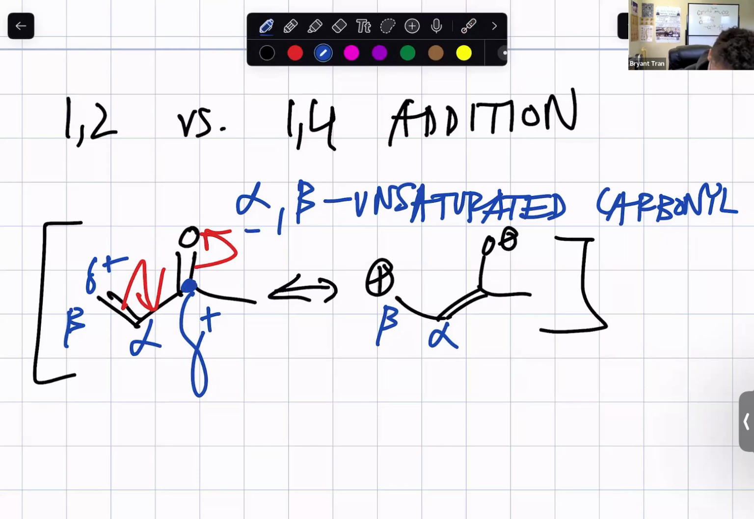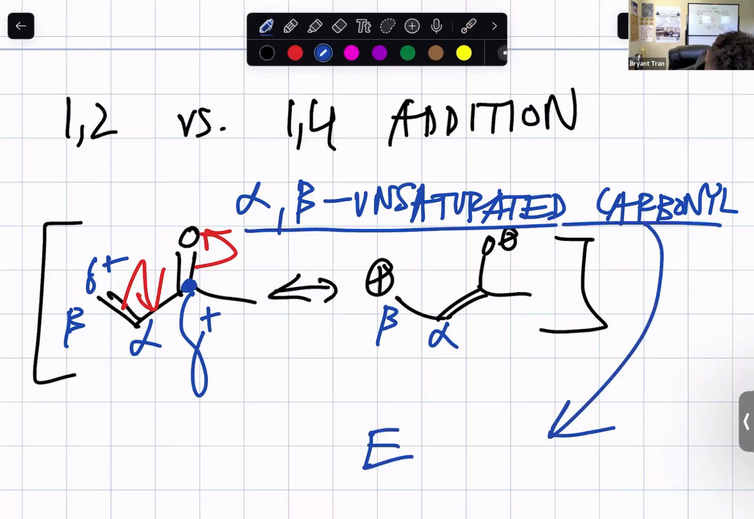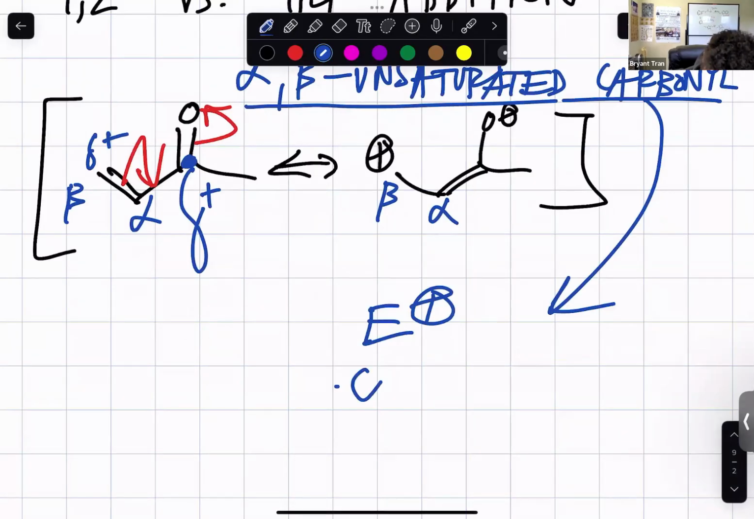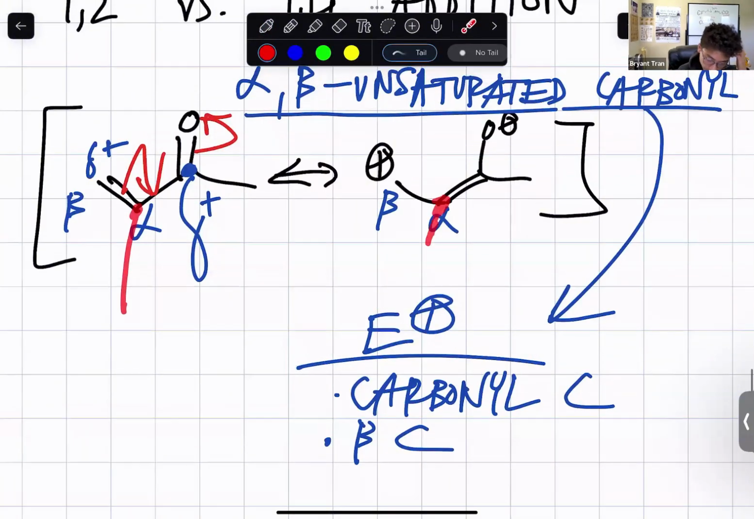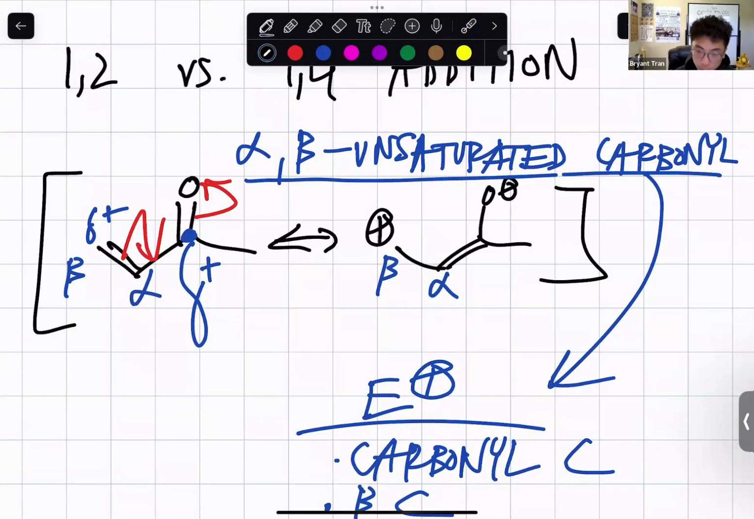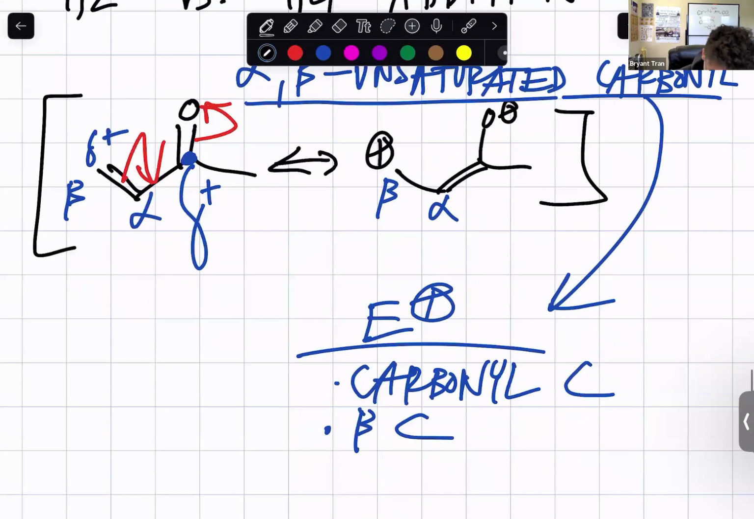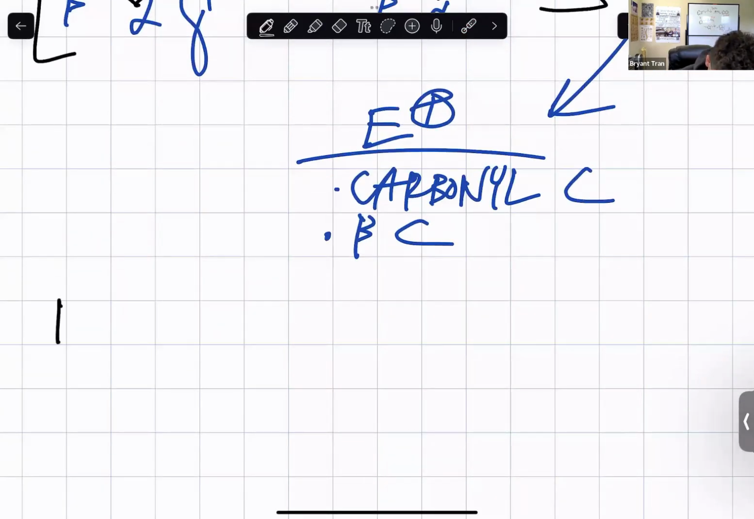So for all alpha beta unsaturated carbonyls, think that there is an electrophile at the carbonyl carbon position and the beta carbon. The alpha carbon is not going to be the electrophile at all, okay? Now, depending on what nucleophile you have, either a reversible nucleophile or an irreversible nucleophile, that's going to attack either the carbonyl carbon or the beta carbon. So let's talk about irreversible nucleophiles because that's the easier list to remember, because there's a few of them.